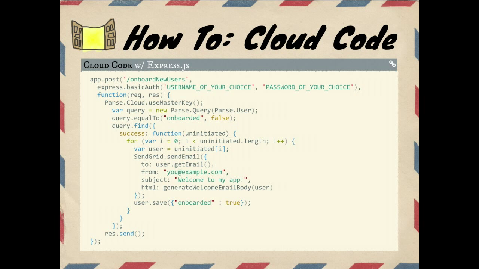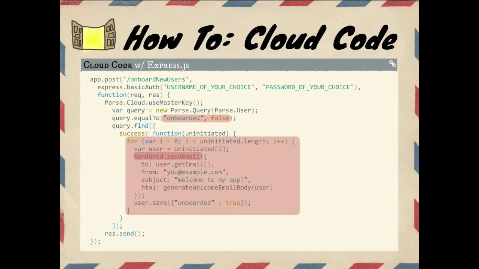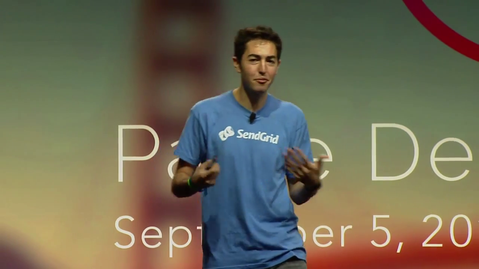Rather than setting up this Express backend, what you need to start thinking about is basically, I query users and I say, are they onboarded? Search for all users who are not onboarded. And then I look at those users and I loop through each one of them and I send them a quick email saying, hey, welcome to my app. And then you save that they've been onboarded so you don't send them 7 emails saying, hey, welcome to my app.